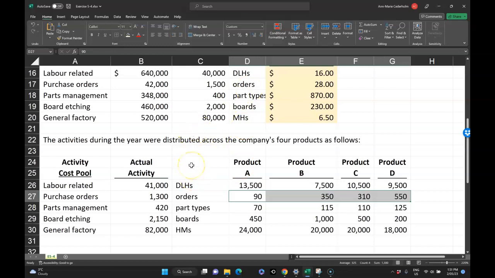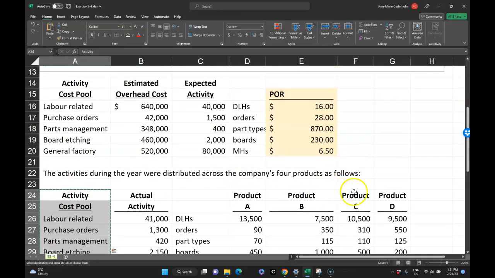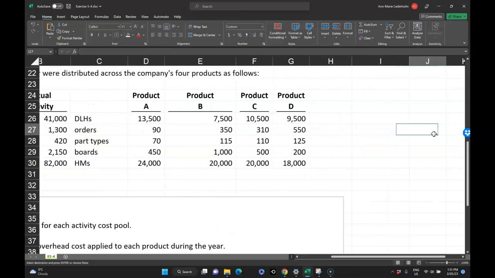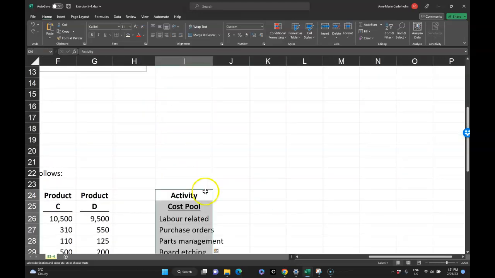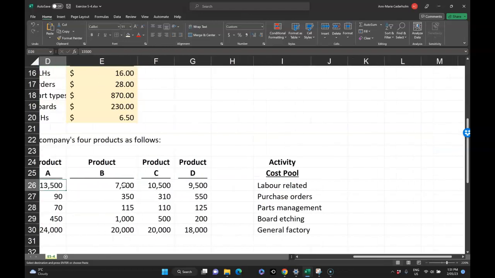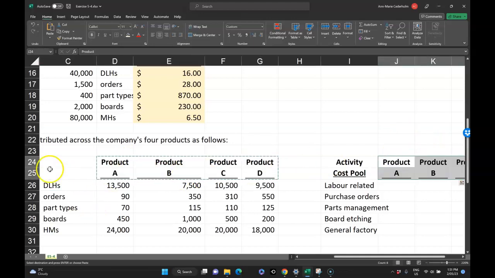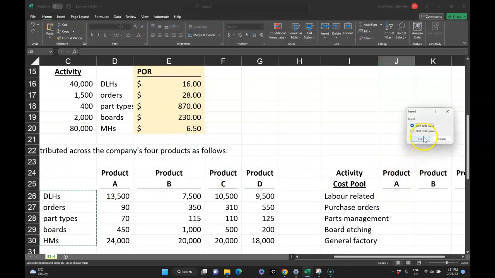So I can actually just copy my activity cost pool, and maybe we'll just do it over here, just so I have some room. So there's my activity cost pools, and then I have my products A, B, C, and D. So I'll put that up here. And then these are how I'm measuring my activity, so I'll also put that in here as well.